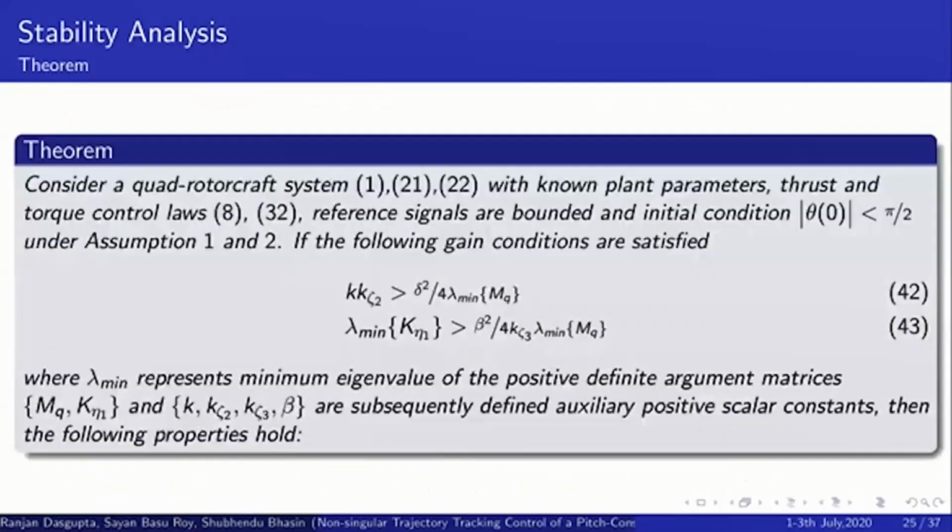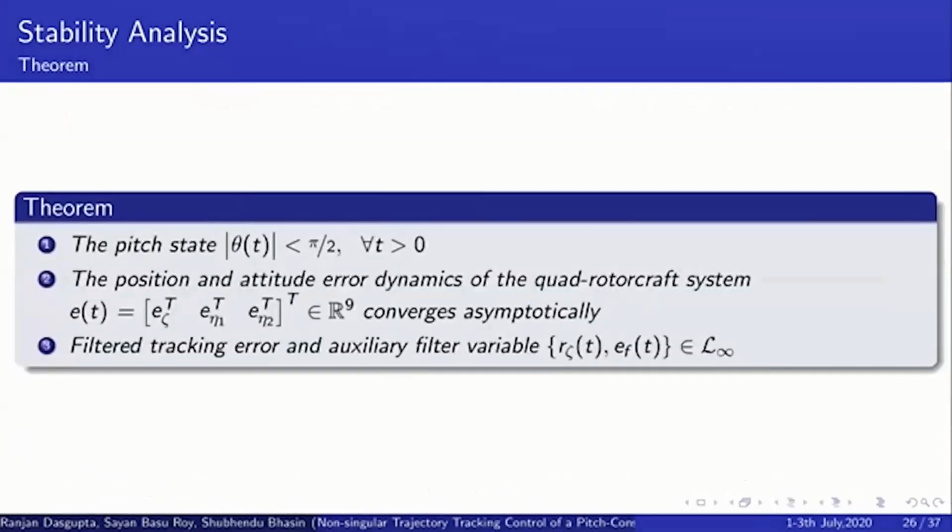This is the main theorem, which states that the overall pose error dynamics is converging asymptotically, provided the gain conditions given by equation 42 and 43 are satisfied. Pitch constraint is satisfied, filter tracking error and auxiliary filter variables are all bounded.